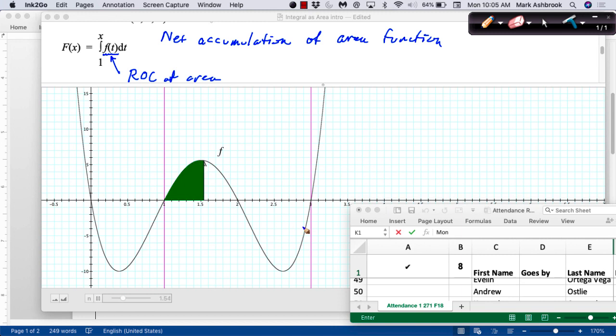So area is always positive. The area is always increasing. First it's green, and then it's gray, but the size of the region, the area is always increasing. But what does our function do? Does our function do that? Does it always increase? No, when it gets to 2, you told me that function starts decreasing by how much? It starts like subtracting off this amount of area.